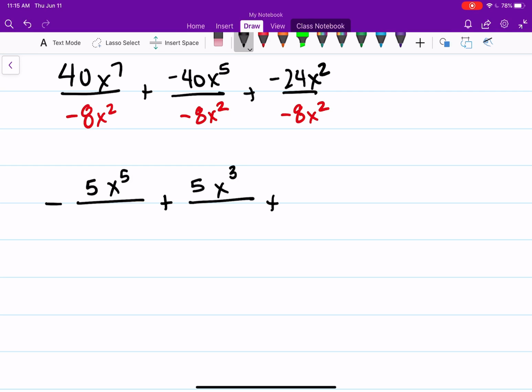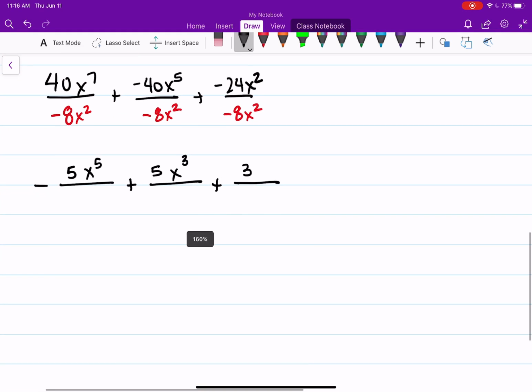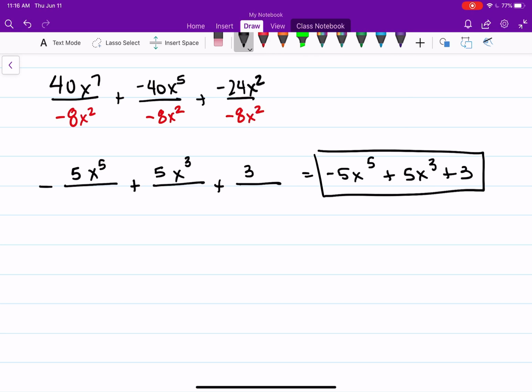And then plus, same thing, negative 24, negative 8, that's going to give me a positive number, so I will keep that plus sign there. What goes into 24 and 8? 8 does. 8 goes into 8 once and goes into 24 3 times. And then I have x squared over x squared. They cancel each other out, so I'm done. So my answer is just the top: 5x to the 5th plus 5x to the 3rd plus 3. That means I didn't need any of the bottom because there's no remaining denominator.